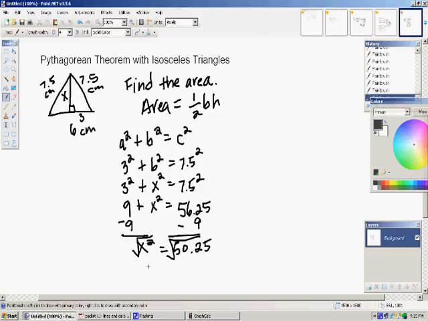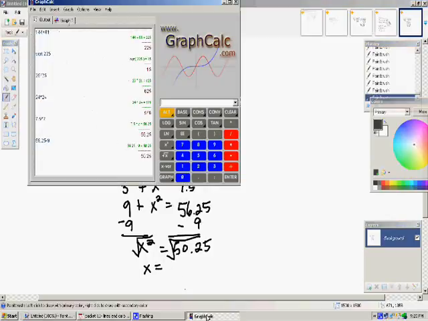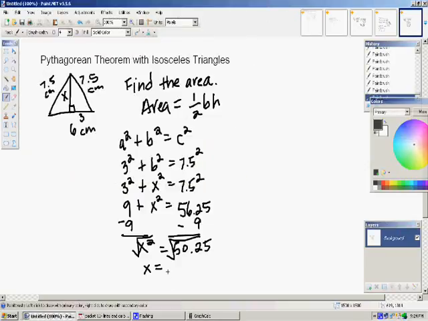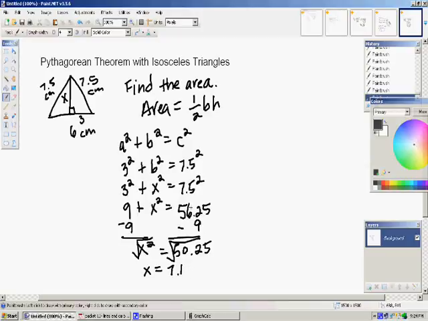And to get rid of this square, we have to take the square root. So x is equal to, and let me use the calculator here, the square root of 47.25, which equals about 6.9. And since our units are centimeters, 6.9 centimeters. Okay, but we're not done yet. We're here to find the area.